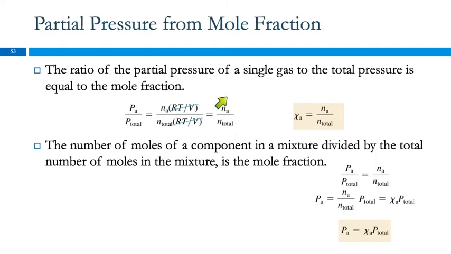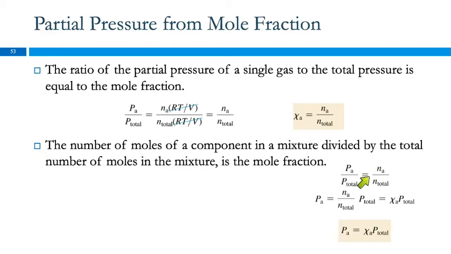This term here is called the mole fraction. It's given the symbol chi sub A. It's the moles that you're interested in divided by the total number of moles. It's like a percentage, but without the times 100. There's a blank space here. I'm pretty sure I'm supposed to write something in there, but I'm not remembering right now what that is. Number of moles of a component in a mixture divided by the total number of moles in a mixture is the mole fraction. So that's the definition of mole fraction.